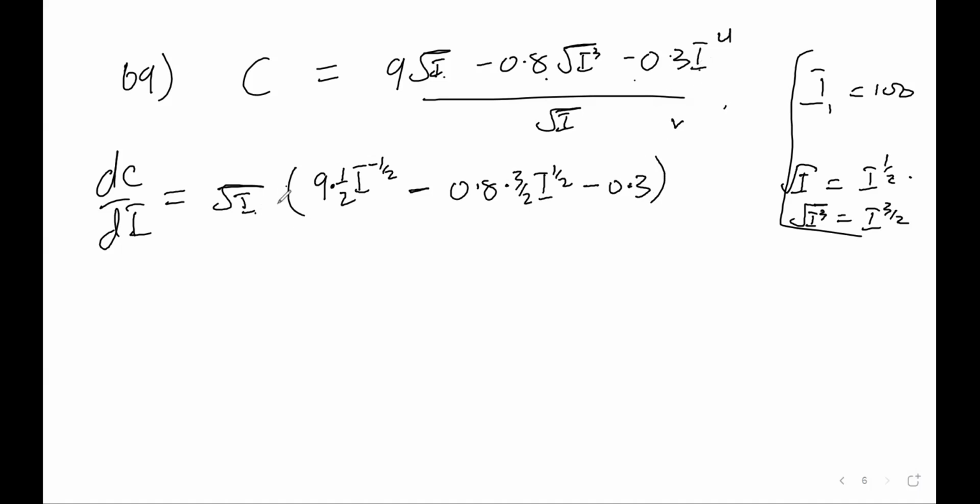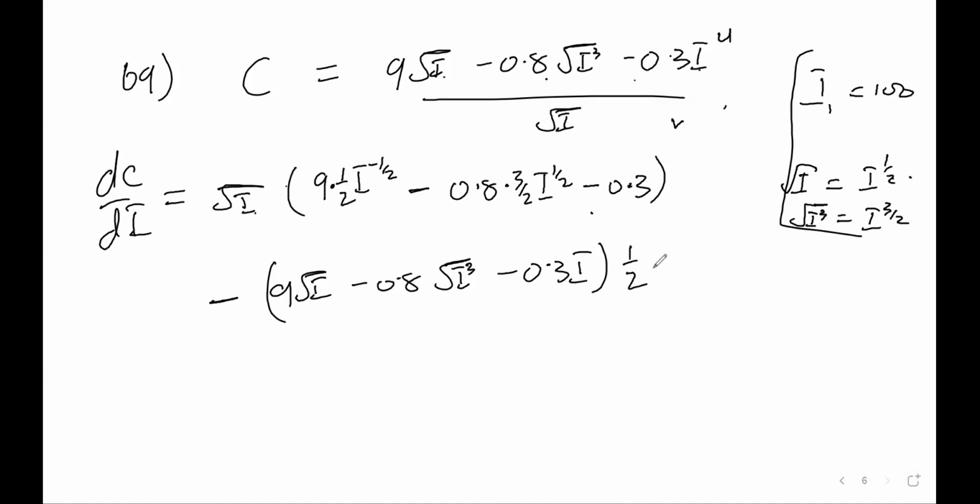So that's my v u prime, minus, keep u the same, 9 root I minus 0.8 root I cubed minus 0.3 I, times the derivative of v, which is a half I to the minus a half, all divided by v squared. The square of the square root is just I. And that's our dC/dI.